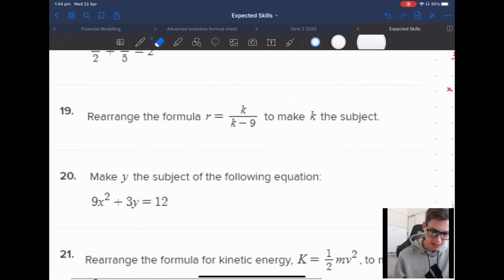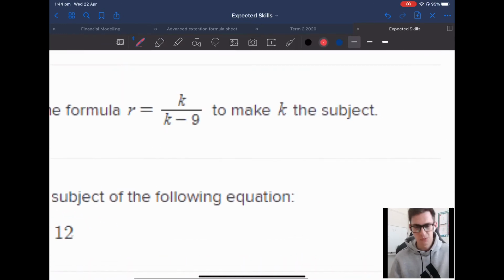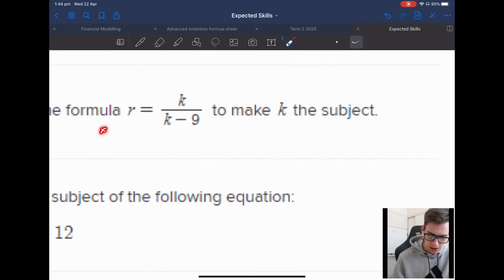Okay, 19 might get a few people. The trick here is we're trying to get K. Straight away, you might realize, well, there's a K on top and the bottom. So there's two Ks, which is a little bit weird. Hopefully what you realize though, in getting this K on its own, the only move I can make is to get rid of that divide. I'm going to do that by timesing the other side by K minus 9.